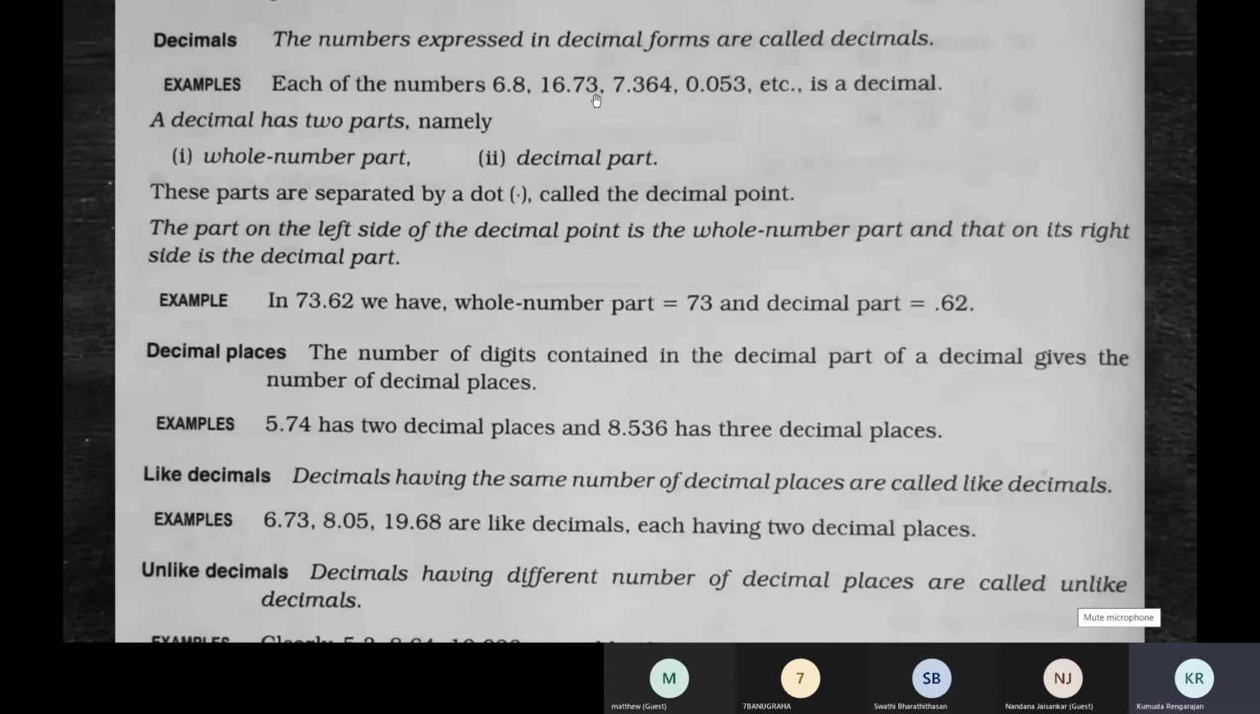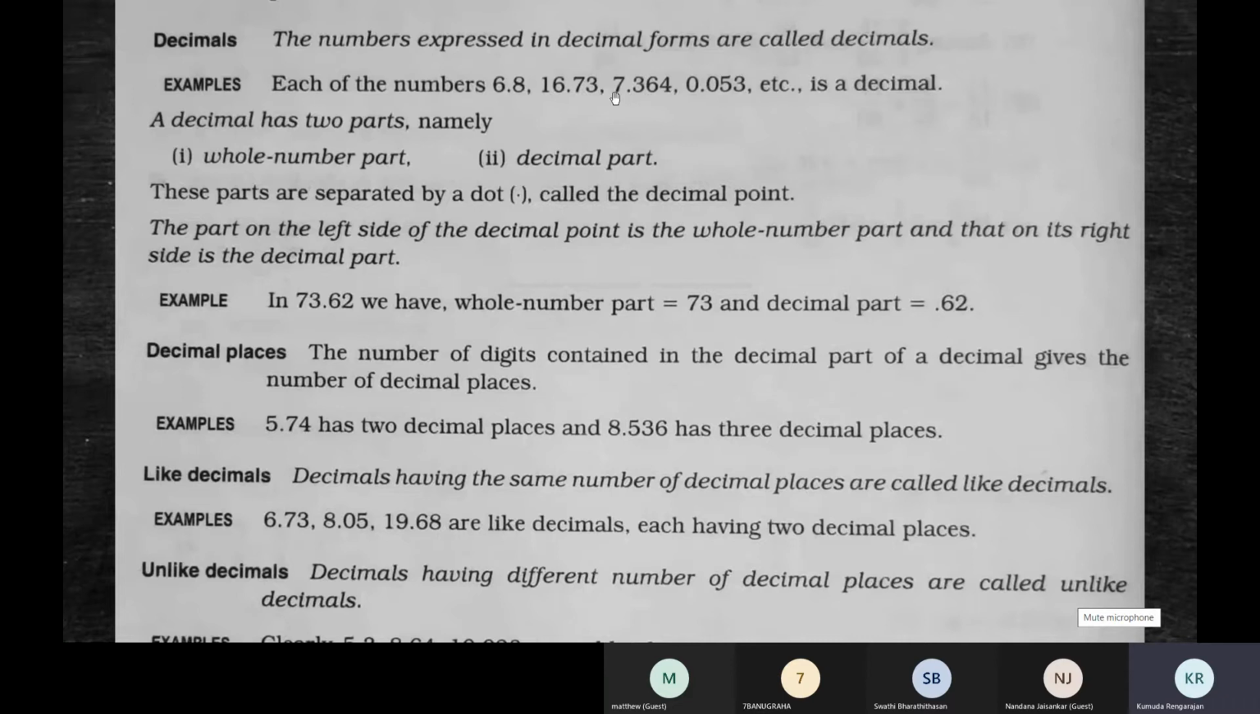Like a fraction has two parts, numerator and denominator, a decimal has two parts. Now see this example, children, 7.364. Can you see the decimal point? The part before the decimal point is called the whole number part, and the part after the decimal point is called the decimal part.